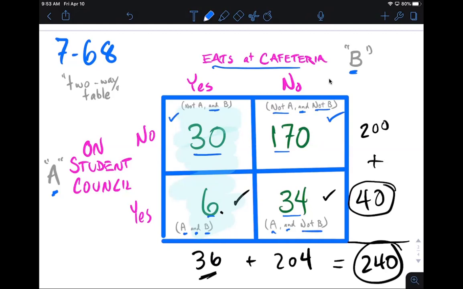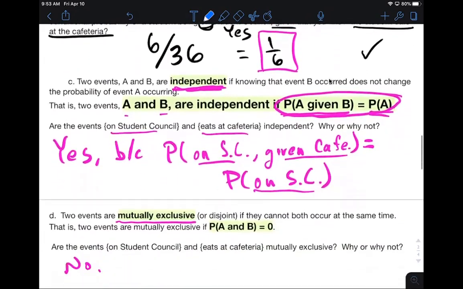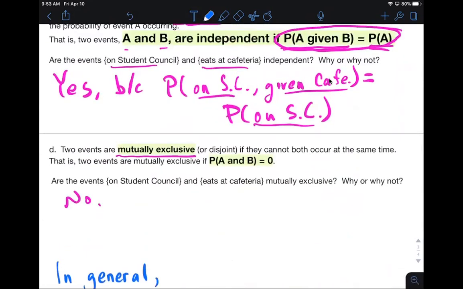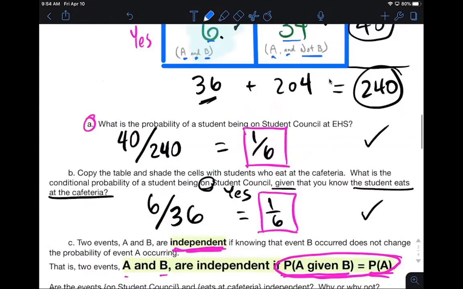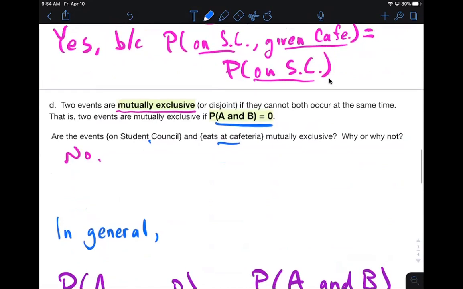Okay, so let's go back to that question right down here. The probability of A and B equals 0 is a way to determine whether or not two events are mutually exclusive. So student council, eating at the cafeteria, can that happen at the same time? And when you look back up at the table there, yes and yes. All right, there is a value. It does exist that somebody could be on the student council and eating at the cafeteria. Therefore, these are not mutually exclusive events.